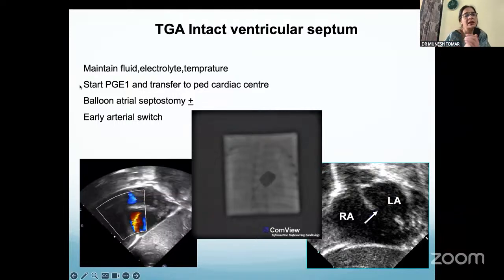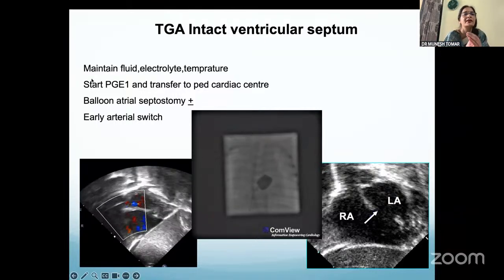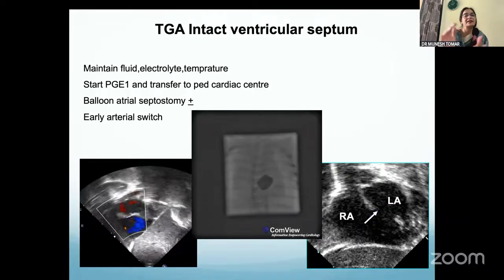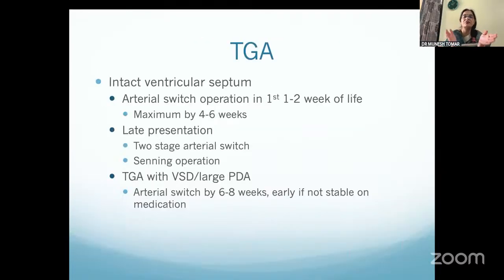Basic management for all newborns is fluid, electrolytes, temperature maintenance, prostaglandin infusion in sick babies, and you transfer them to a pediatric cardiac center. Balloon atrial septostomy, a pediatric cardiologist in your city can do it, and early arterial switch. Early arterial switch means within a month we need to treat these babies. So we have a very short time for the transposition of great vessels babies.